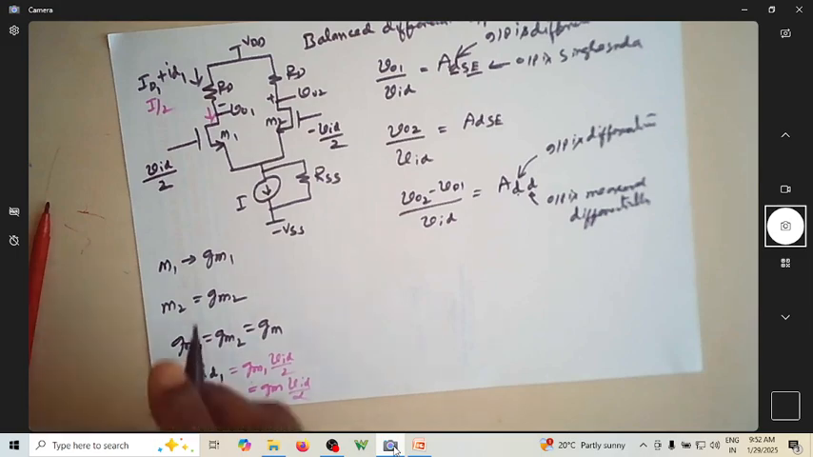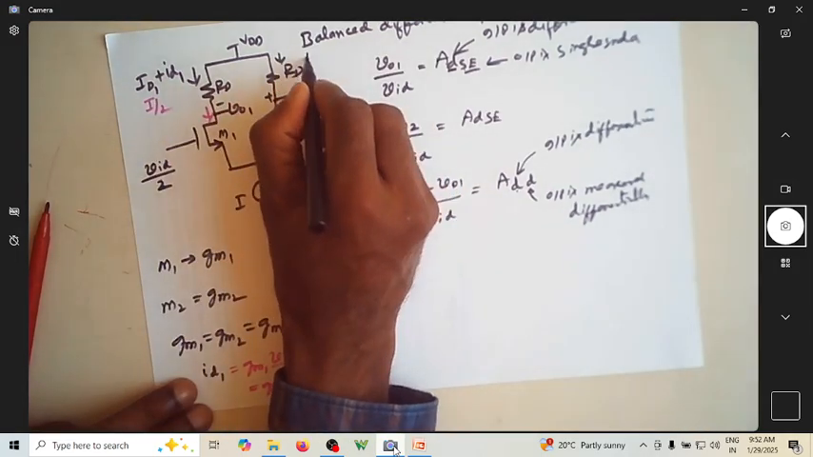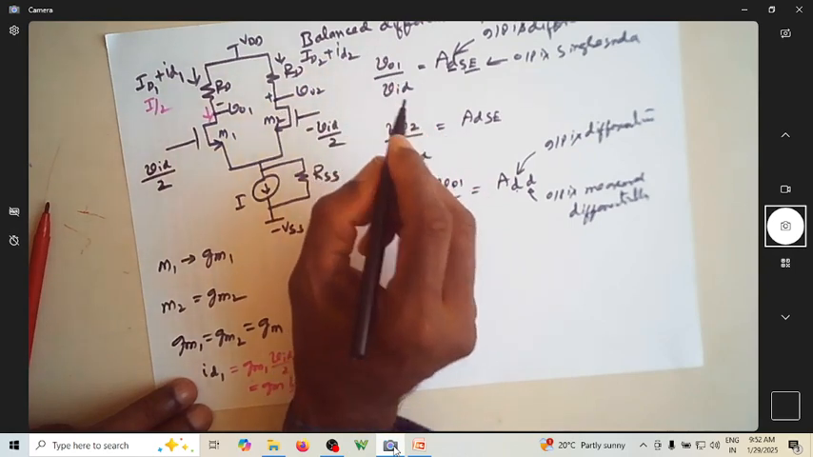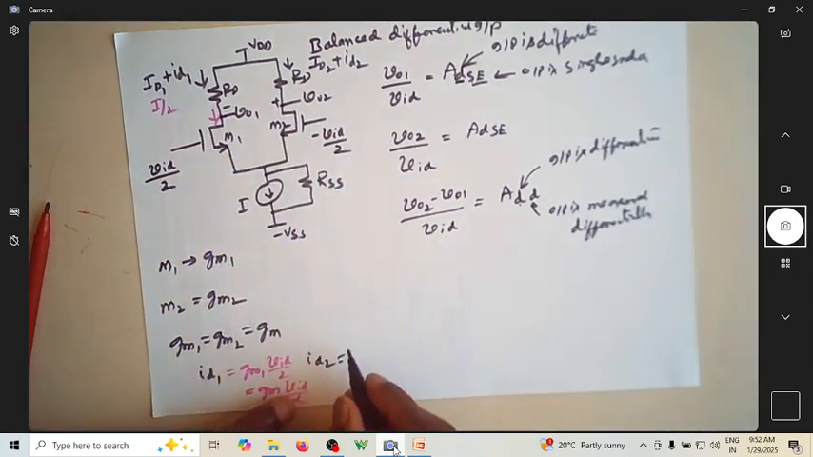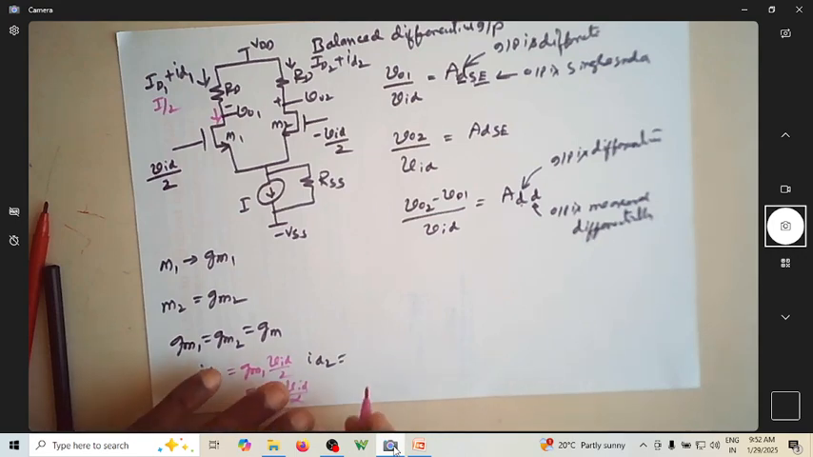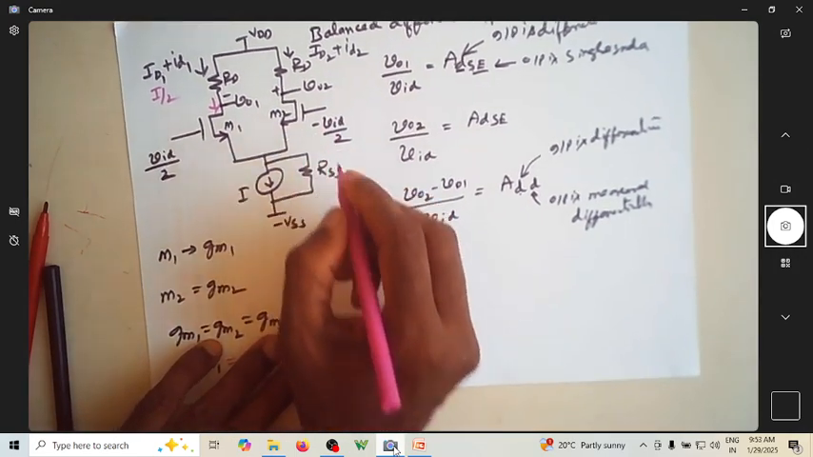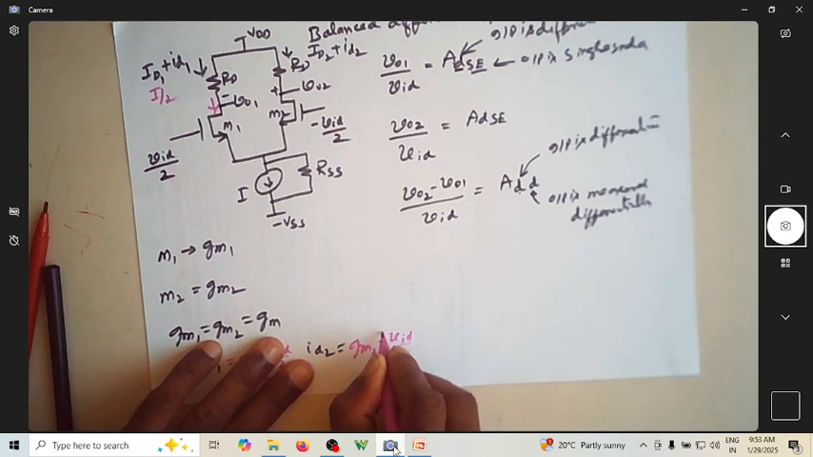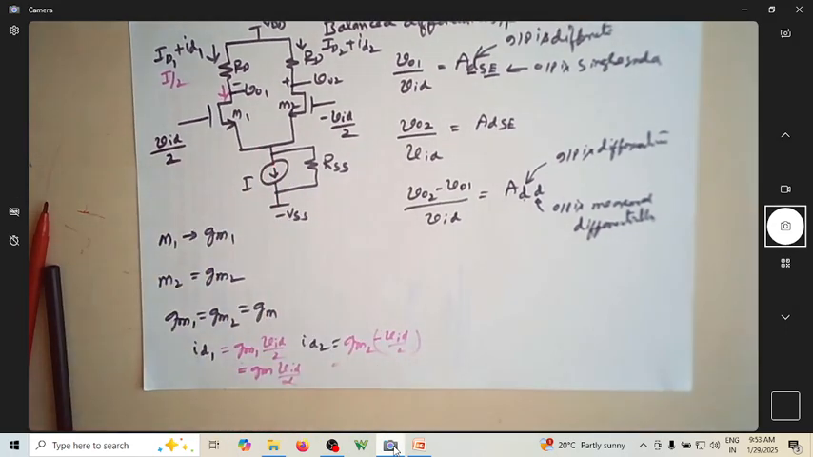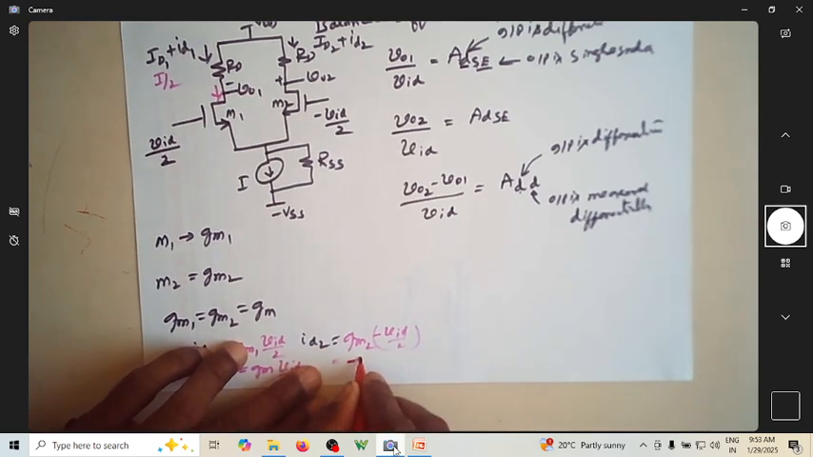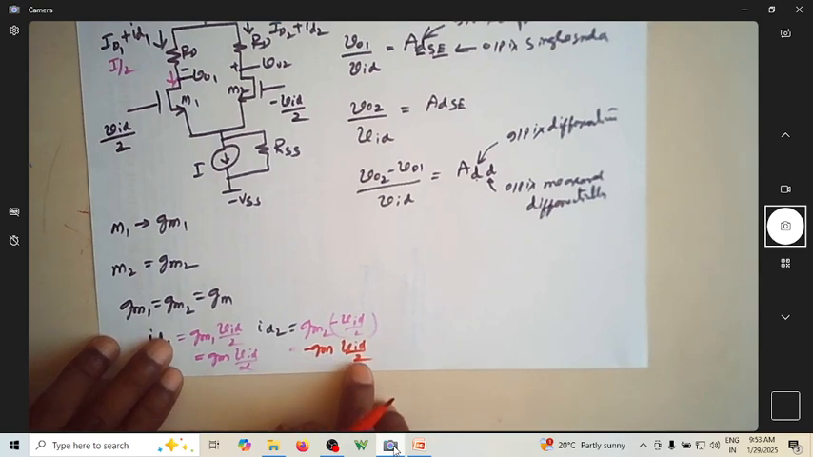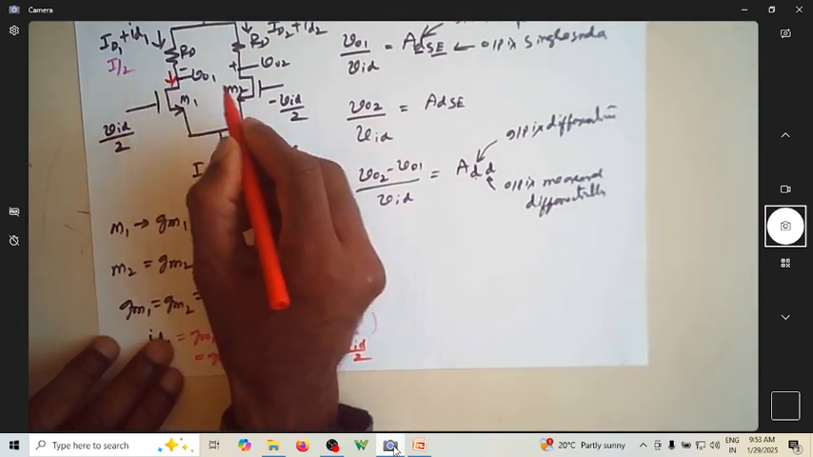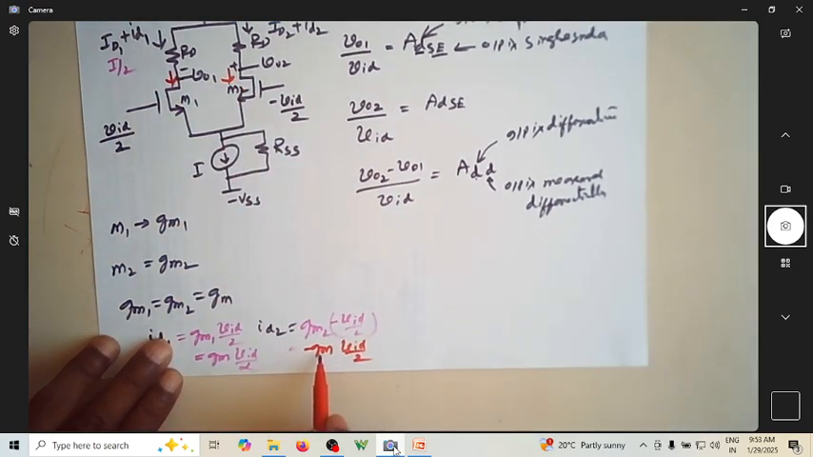Similarly, what is the current here? This is now ID2 plus small id2. This id2 is due to this input and its transconductance. So what is the transconductance? The transconductance is Gm, and the input is minus VID by 2. Since Gm1 equals Gm2, as we are considering, what is the current flowing now? The current flowing is minus Gm VID by 2. So this minus Gm into VID by 2 is the current flowing here.